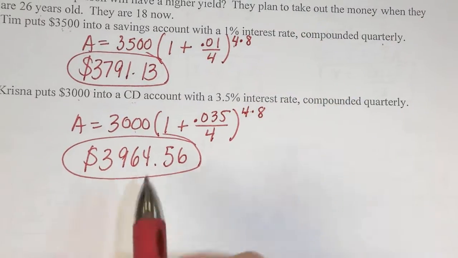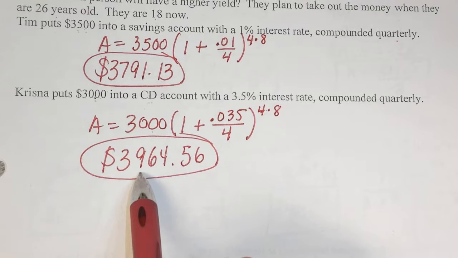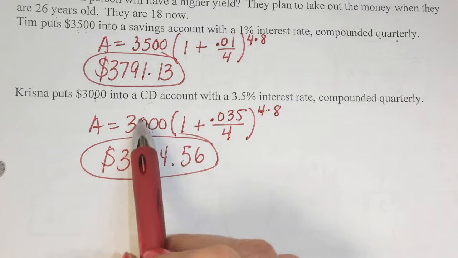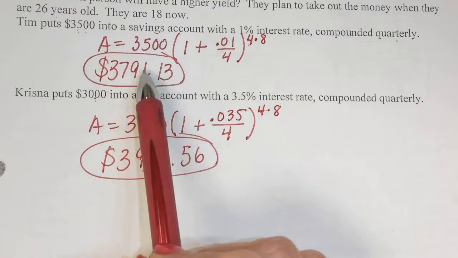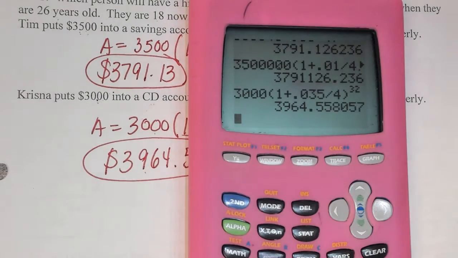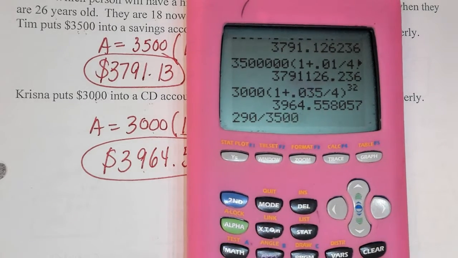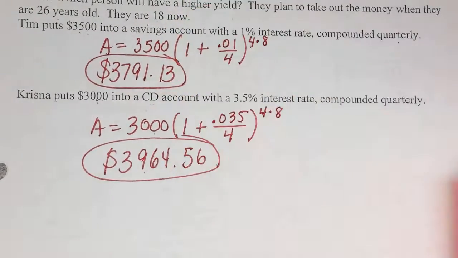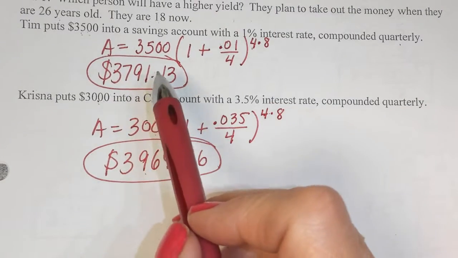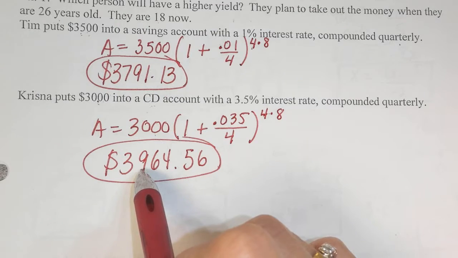So she started with only $3,000, but she made almost $1,000. She made almost 33% of her money, almost a third of it. Whereas in this situation, he made 291 out of 3,500. So he's basically getting 8% in that amount of time overall. A big, big difference. Okay?